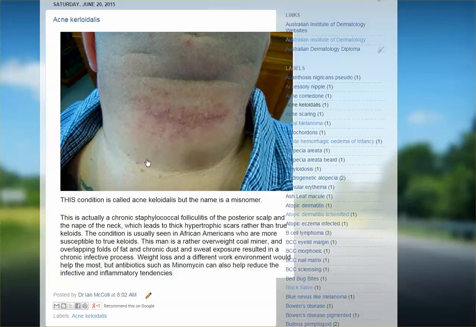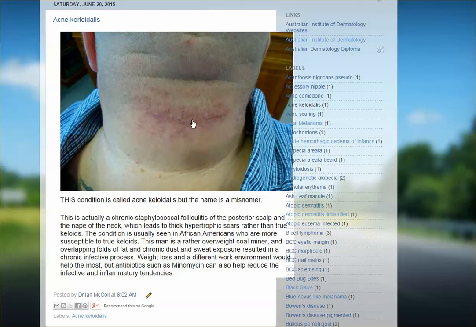We're going to look today at what's called acne keloidalis. Now, this is a relatively mild example of this. You can see these small papules at the base of the neck.